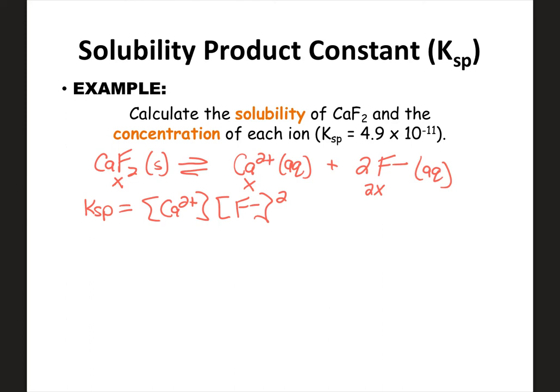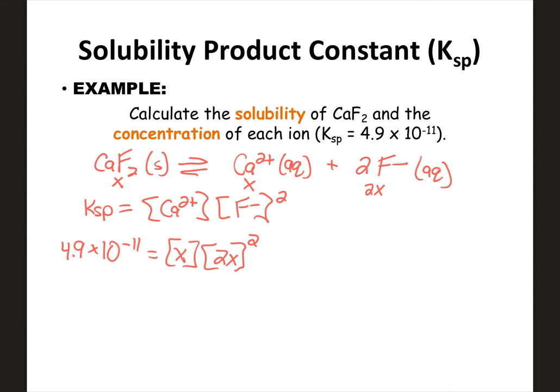So let's plug in here. We know the KSP is 4.9 times 10 to the minus 11th. And this is going to be equal to the concentration of Ca2 plus. Well, according to what I just set up, the concentration of Ca2 plus is going to be X here, times the concentration of F minus. Well, we said the concentration of F minus would be twice that value because of the 2 in front of it. But according to the KSP expression, it still has to be squared. Just because you're multiplying the concentration by 2, you still have to square it according to the KSP expression.